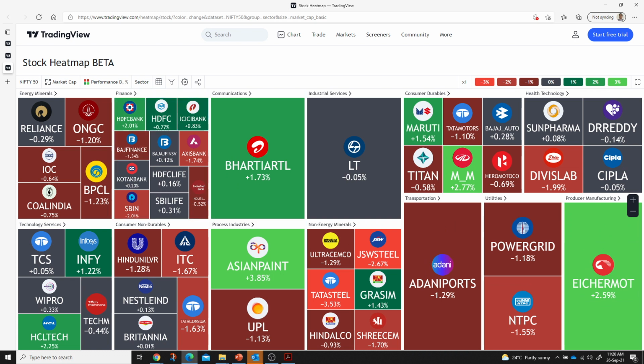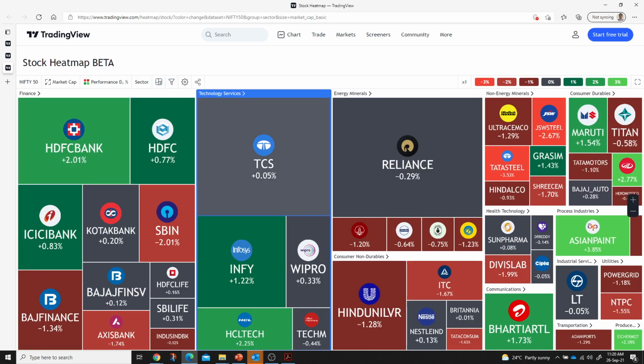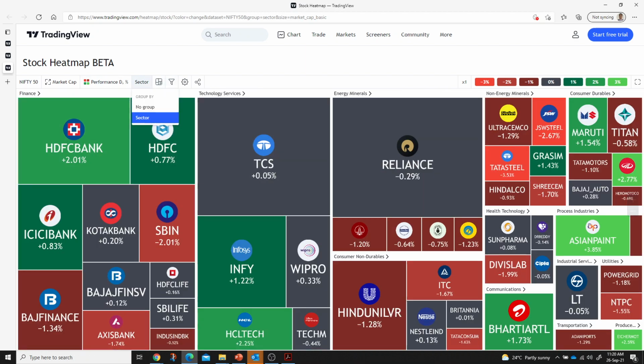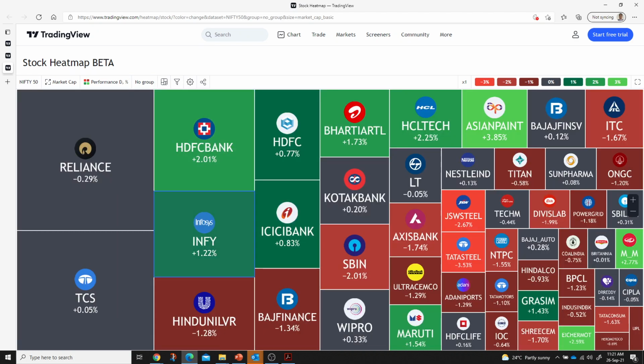For example, you can go for a grid view where it shows according to sector, or you can go for a market cap view, and you can even not group them. These are just by their performance. You can even do this. So there are many options.